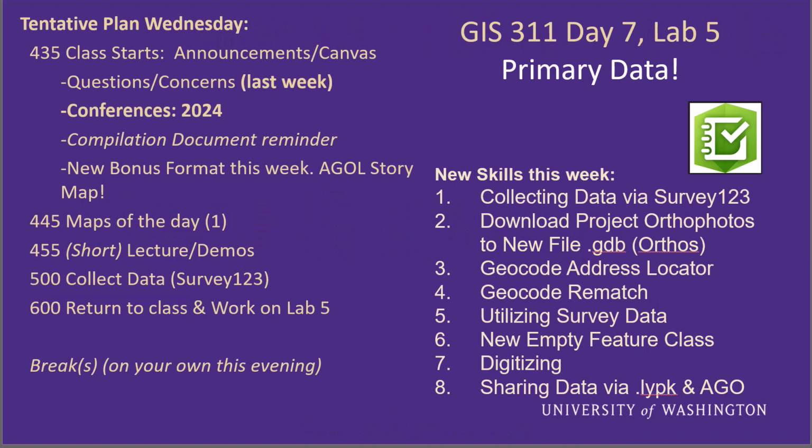Tentative plan. Class will start at the normal time, and there's one question and concern from last week that I'll go over in spring. We'll probably cover it in the previous week in the other courses, but for spring we'll talk about an issue that came up last week, and those of you that may have missed it, you'll learn as well. Spring conferences, summer conferences, don't forget to register for the WGIS GIS conference. That's going to be held at UW Tacoma campus.